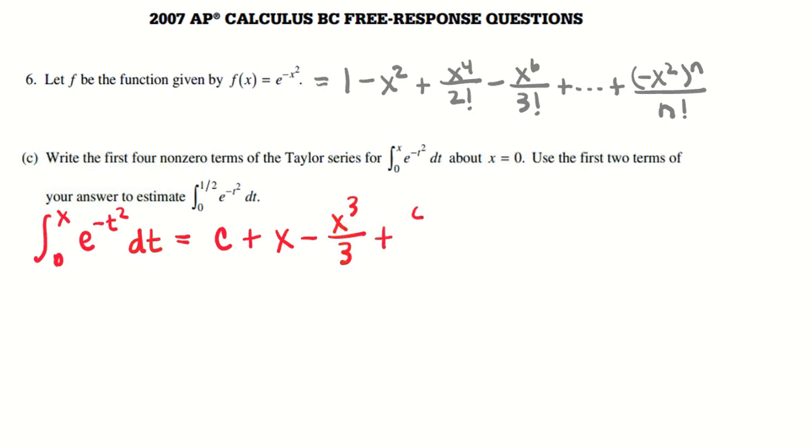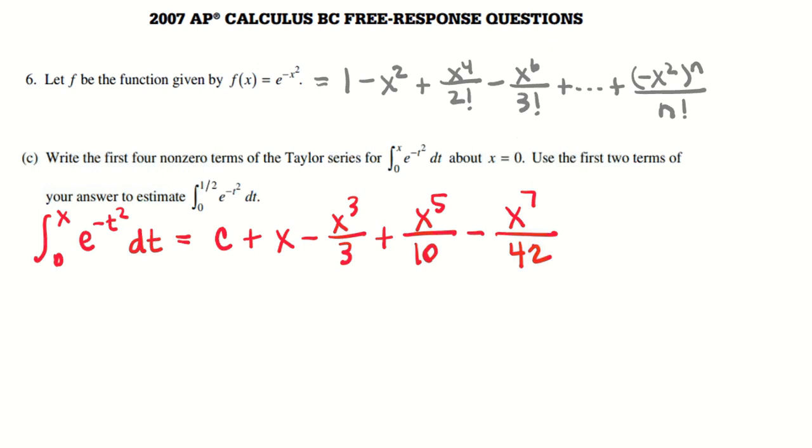So x to the 5 divided by 5 and 2 factorial, I guess is what I meant, minus x to the 7 divided by 7 and 3 factorial. 3 factorial is 6, so that would be 42. And I know that'll be at least 4 non-zero terms. That'll be enough.